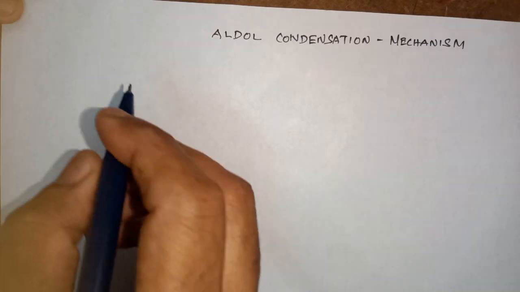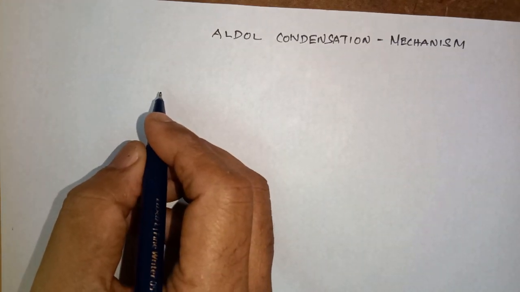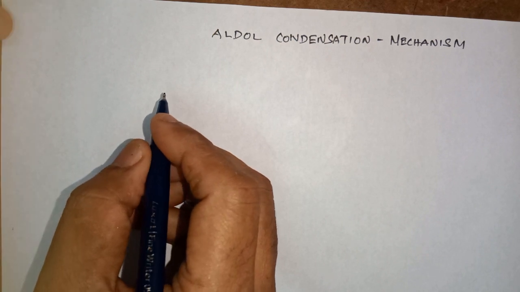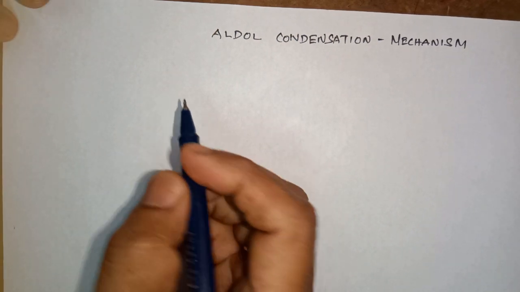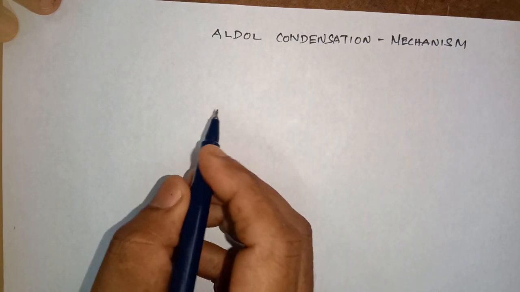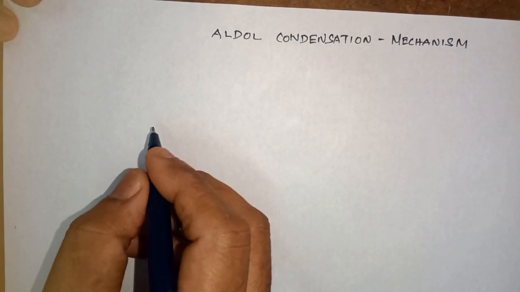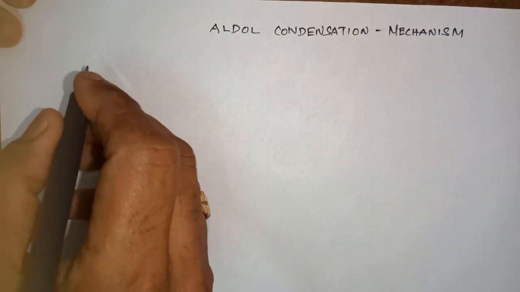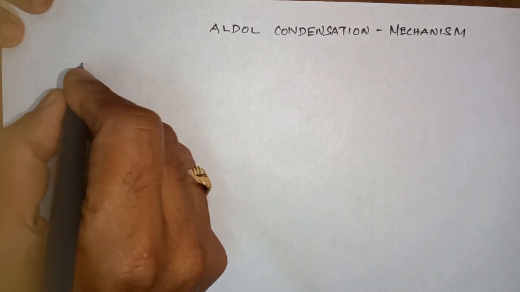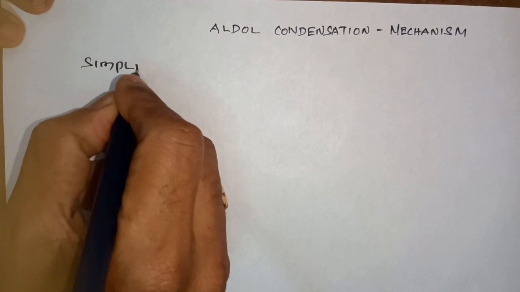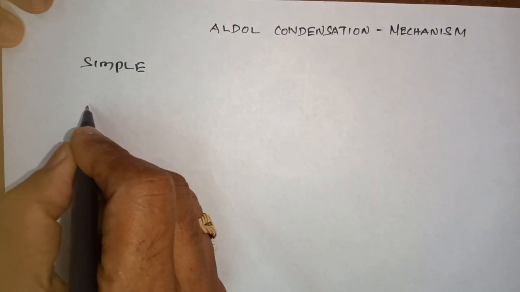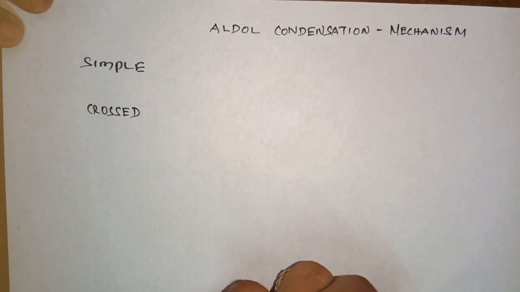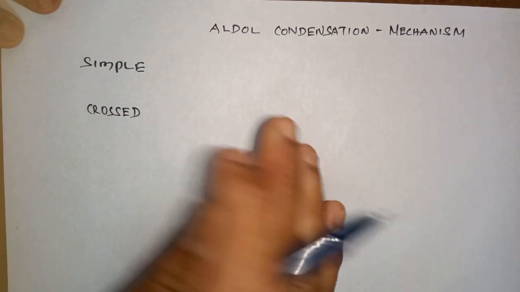Welcome to my channel. Today in this class we see the mechanism of aldol condensation. In my last video I taught the reactions involved in the aldol condensation reaction. You all know there are two different types of aldol condensation reaction. One is called a simple aldol condensation reaction. Another one is called either crossed or mixed aldol condensation reaction.